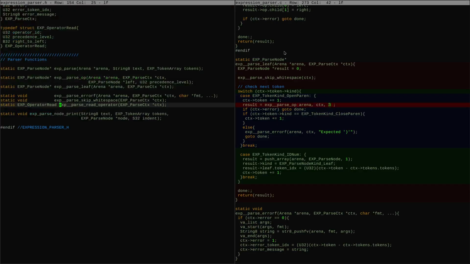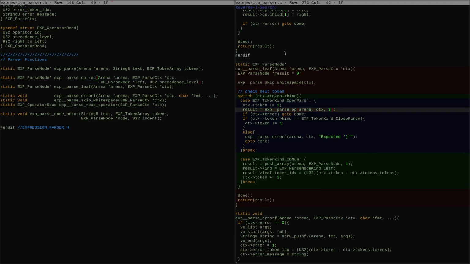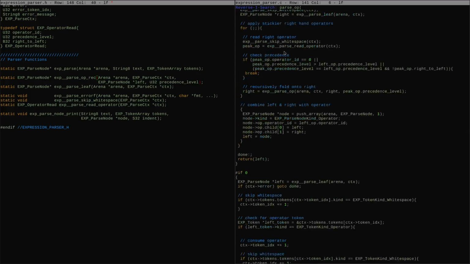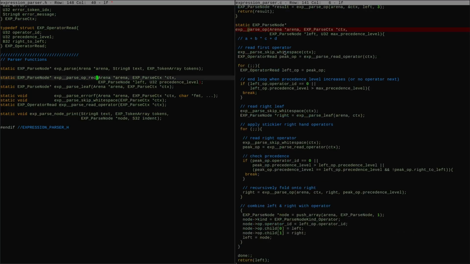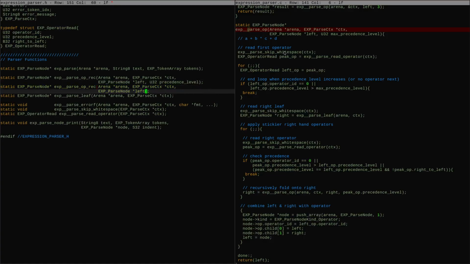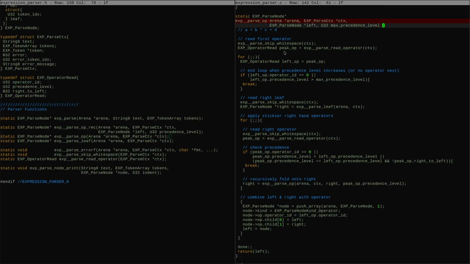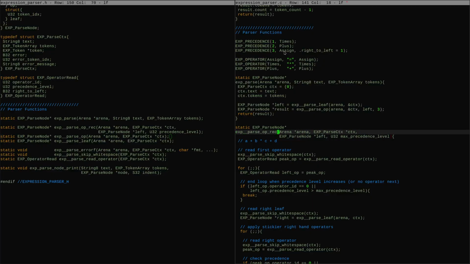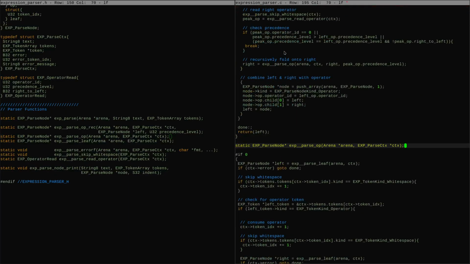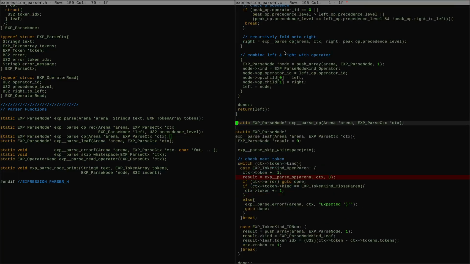But this is not really the parse op function after all. This is like parse op recursive or something like that. Parse op then becomes a version without these. It can just go like that. Parse op recursion. Parse op.